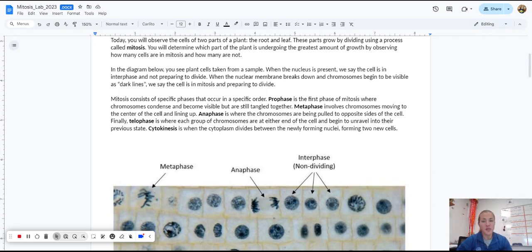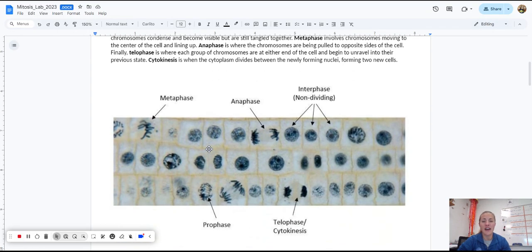So mitosis is going to consist of specific phases that occur in a specific order. Prophase is the first phase of mitosis where chromosomes condense and become visible but are still tangled together. Metaphase involves chromosomes moving to the center of the cell, lining up. Anaphase is where the chromosomes are being pulled to opposite sides of the cell. And finally, telophase is where each group of chromosomes are at either end of the cell and unravel into their previous state. And then cytokinesis is where the cell actually physically divides.